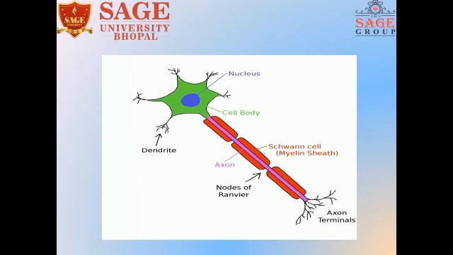As you can see, the blue circle in the middle is the nucleus, and the green part you can see is the cell body.